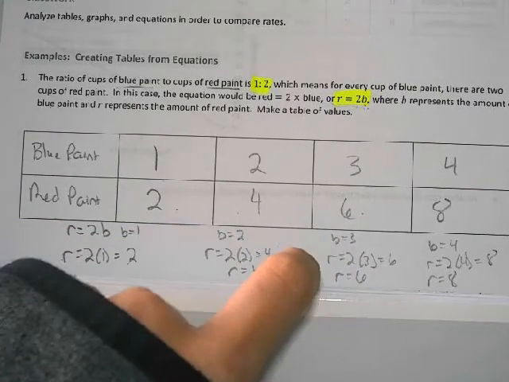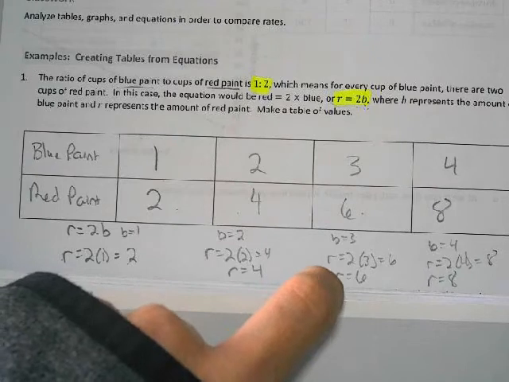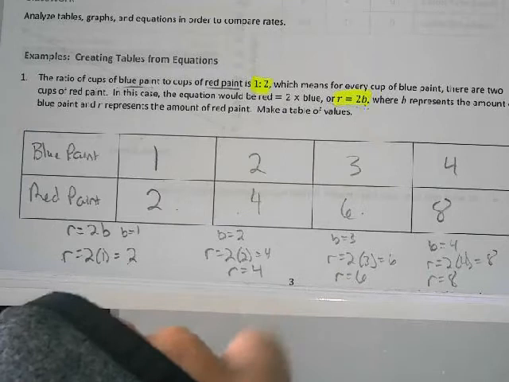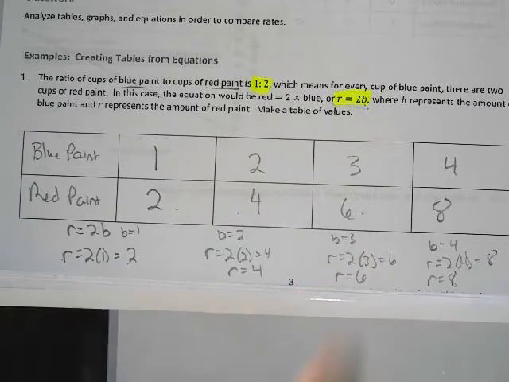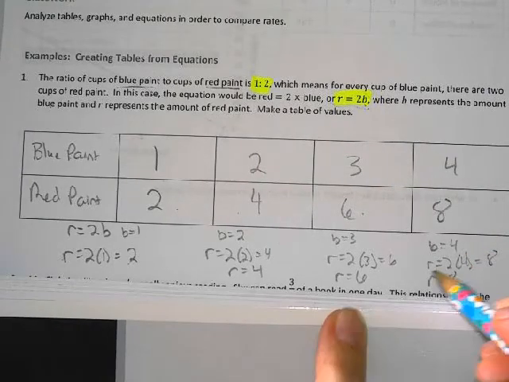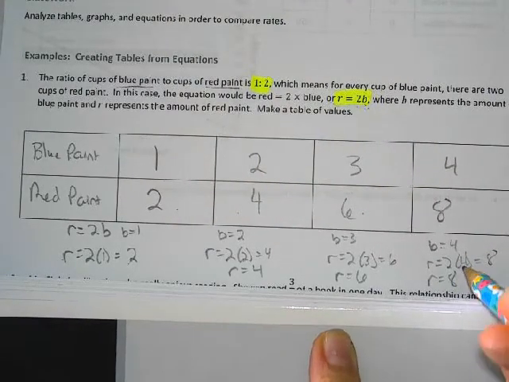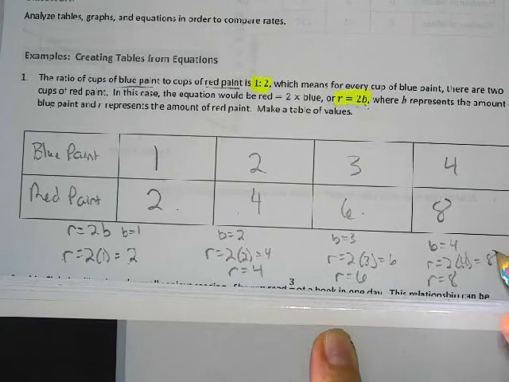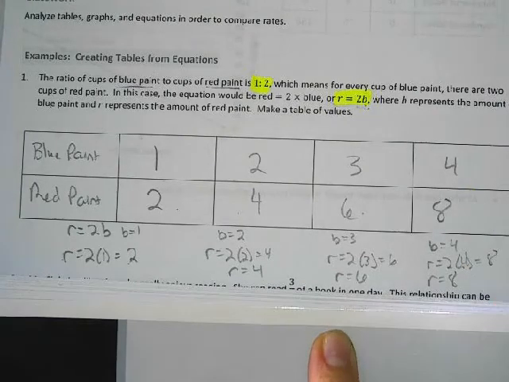Next one, B equals 3. Plug in your 3 where the B is. R equals 2 times 3, which is 6. Which would mean there are 6 cups of red paint. And lastly, my B equals 4. So I took R equals 2 times 4, because it's B, which gives me 8. R equals 8, which is what I have on my table.